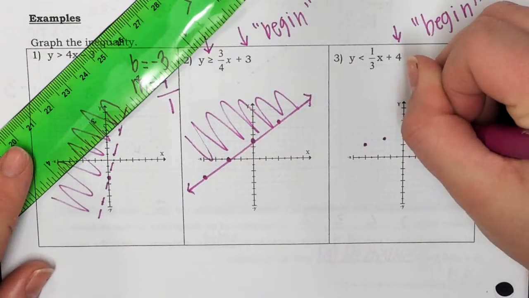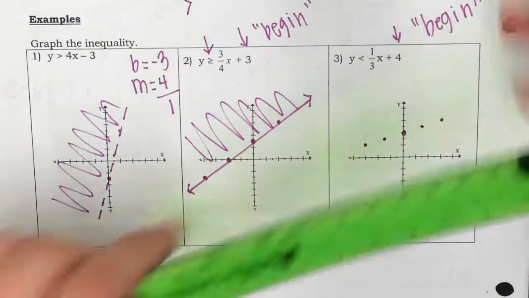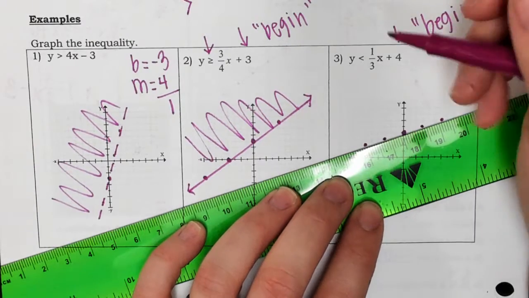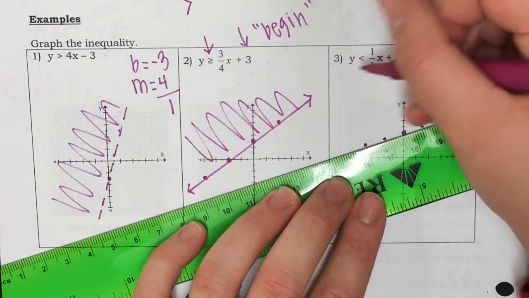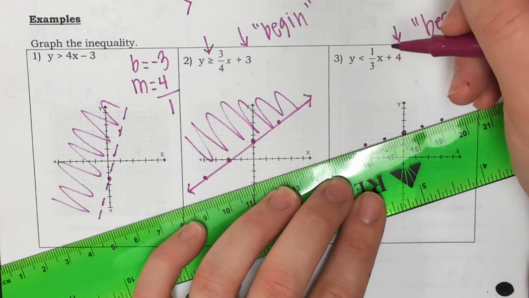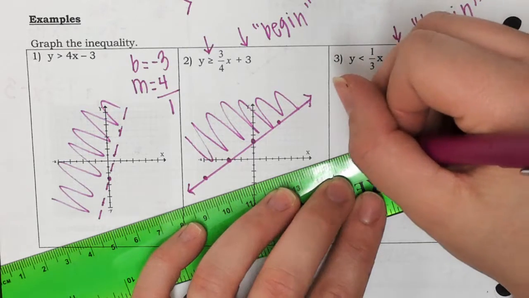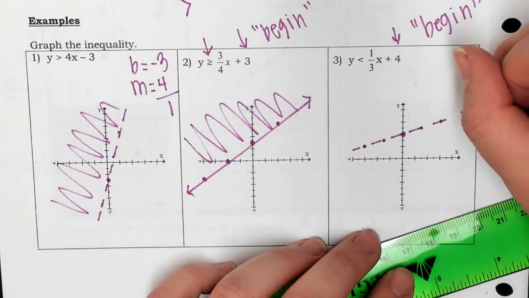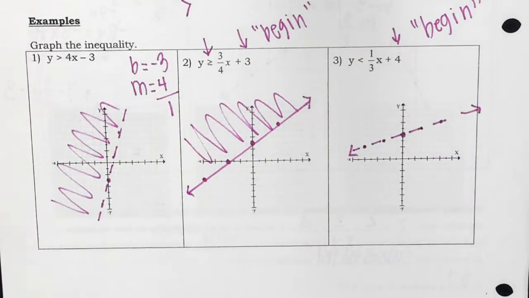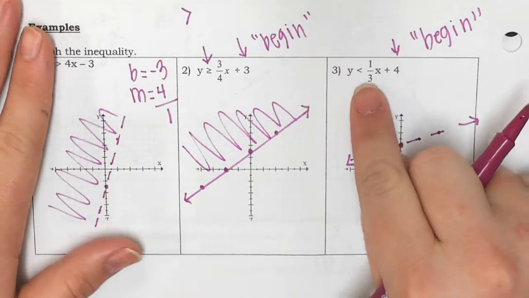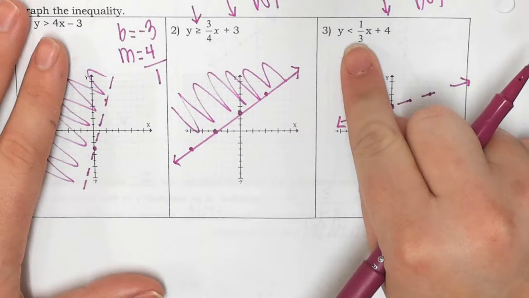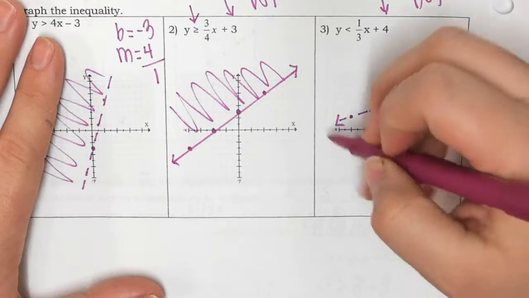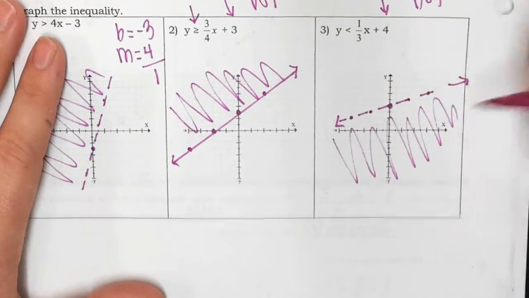Am I going to use a dashed or a solid line? We use dashed because there's no equal sign. So a dashed line. Now, our sign is less than, so I'm going to shade the lower part. Less than, lower. So you're going to shade in all this.